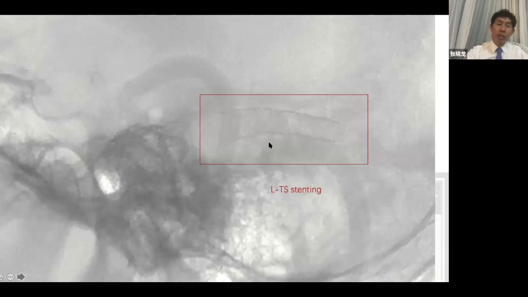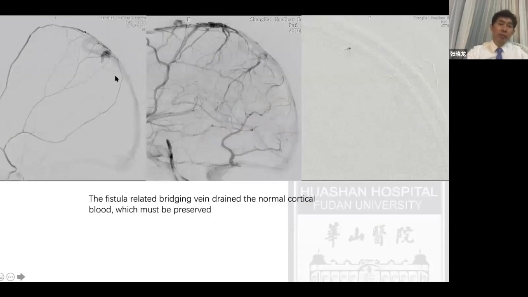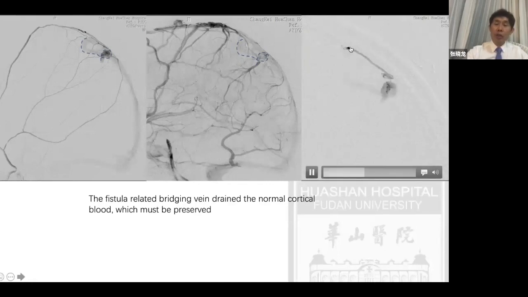We just put a stent at the left transverse sinus. The stent was here. And then we did the microcatheter angiography through the middle meningeal artery. The feeding artery was here. The fistula was here. And this is the brain-driven vein. This is a reflux of the brain-driven vein. And this is the normal pure vein. The location of the fistula was here.